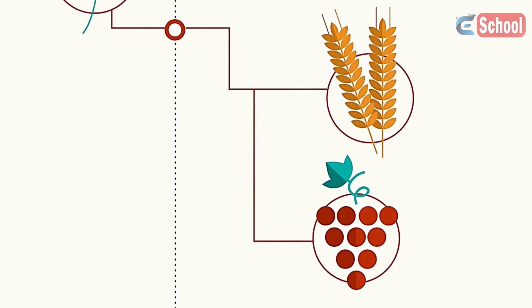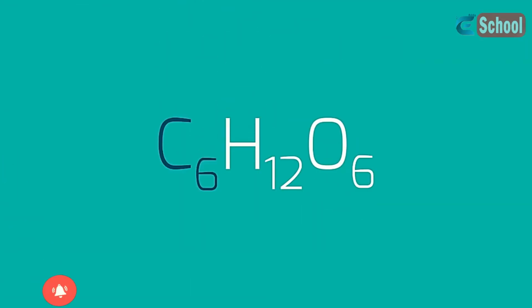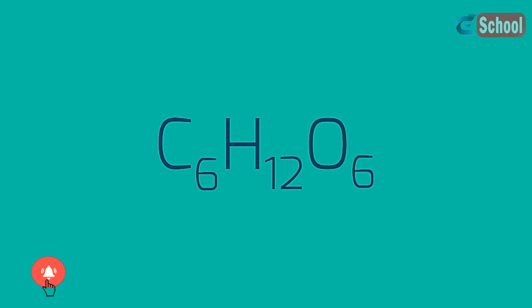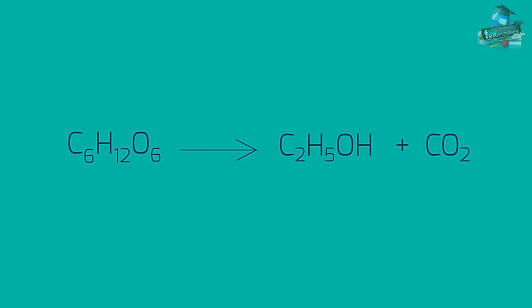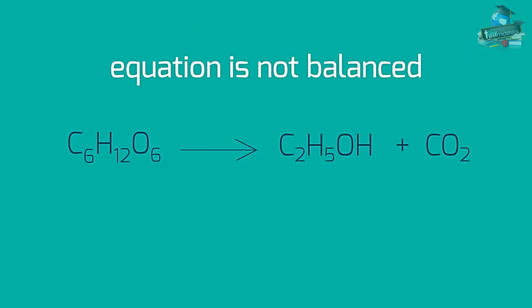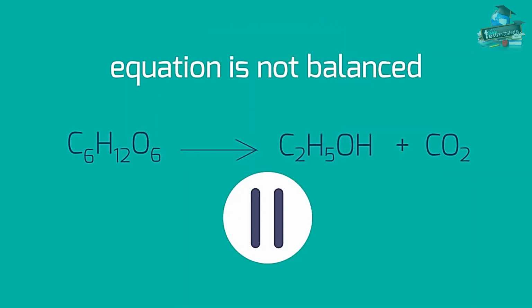These sugars have the general molecular formula C6H12O6. Fermentation converts them into ethanol and carbon dioxide. You might notice this equation isn't balanced yet, so have a go as a mini challenge. Pause and continue when ready.